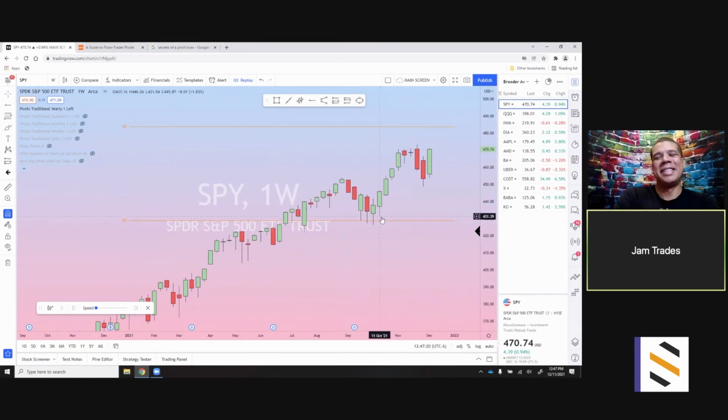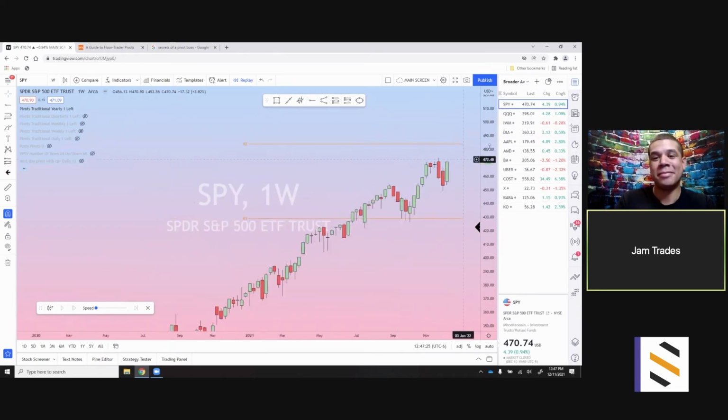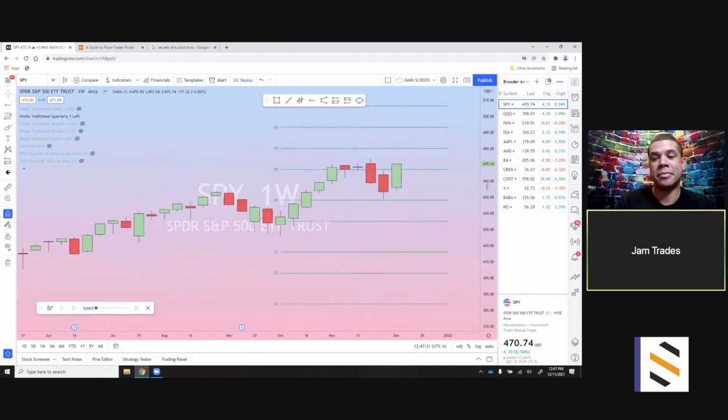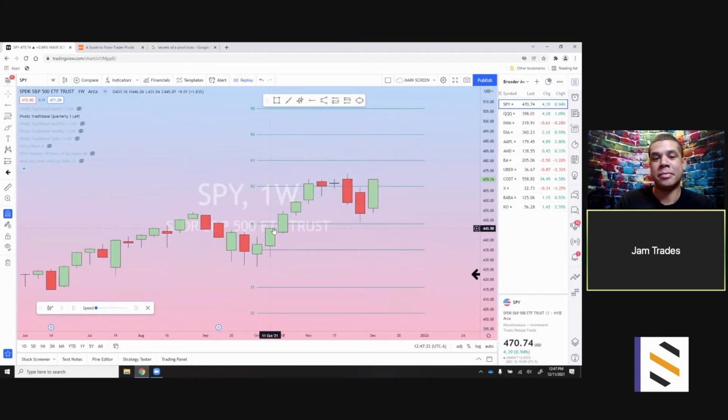I mean, it bounced perfectly off of R1. It's going up. So that's looking at it on a yearly basis. We can look at it on a quarterly. So what is SPY doing on quarterly pivots? Again, it came up here, tested the second resistance, came back to first resistance, back up. It's been kind of bouncing back and forth between R1 and R2.